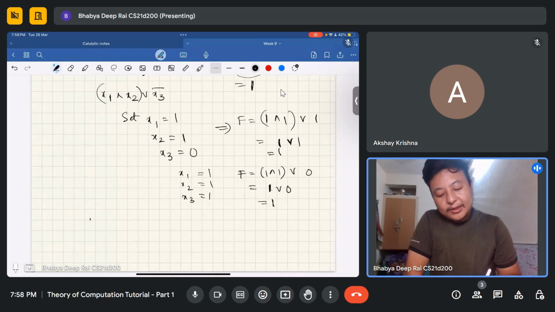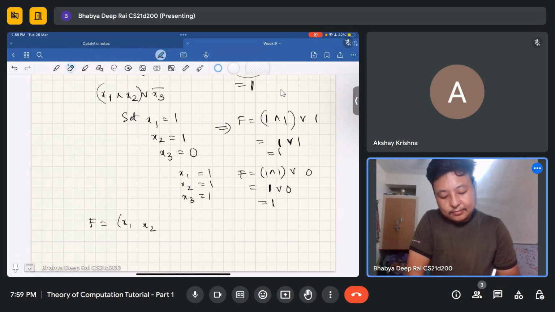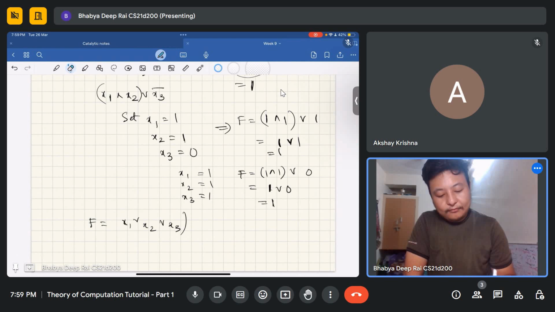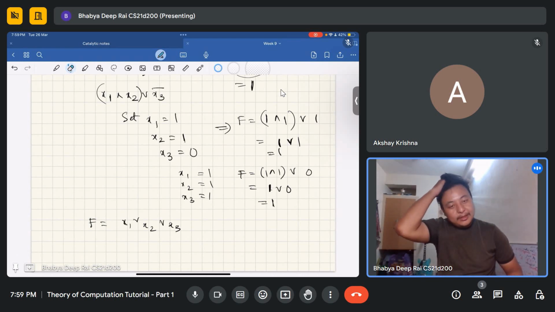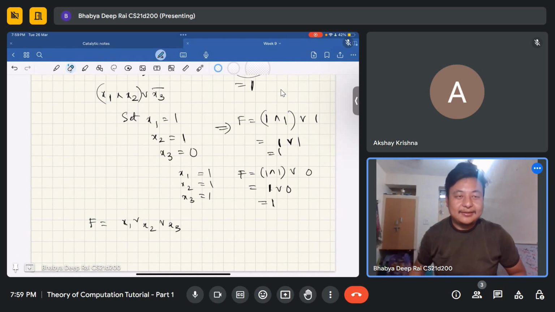Anyway, I give you a formula now. Say X1 or X2 or X3, let's say. Okay, I give you the formula X1 or X2 or X3. Now I ask you, is this formula satisfiable? Then you say yes, and I say I'm not convinced. How would you convince me?